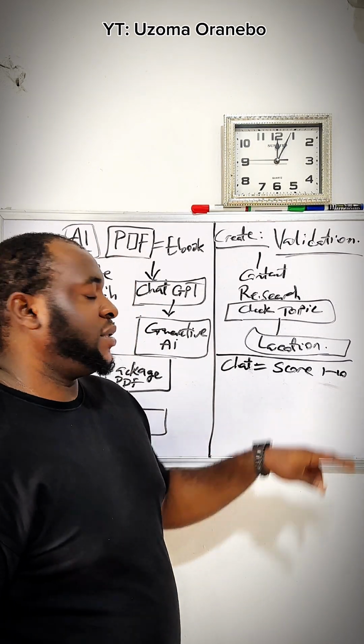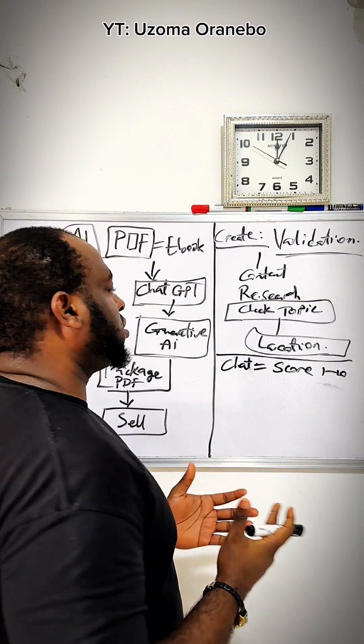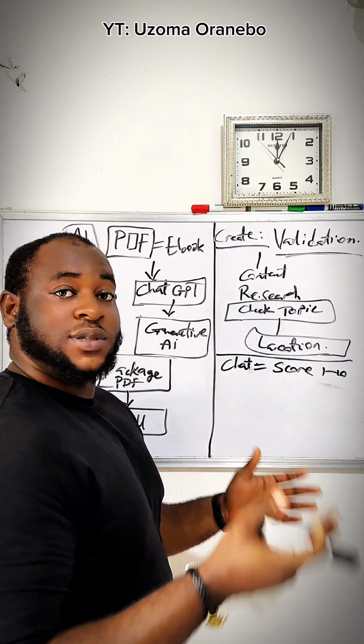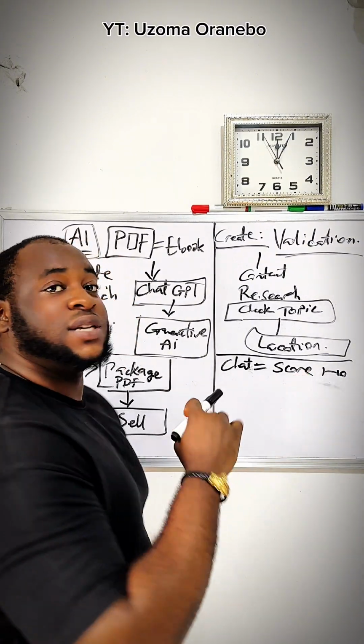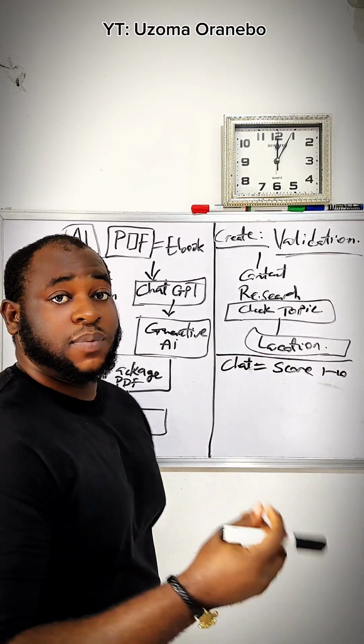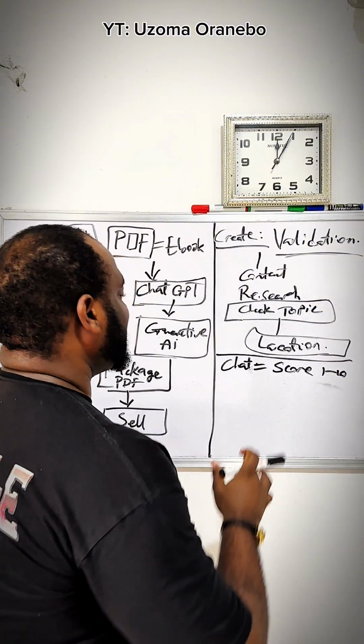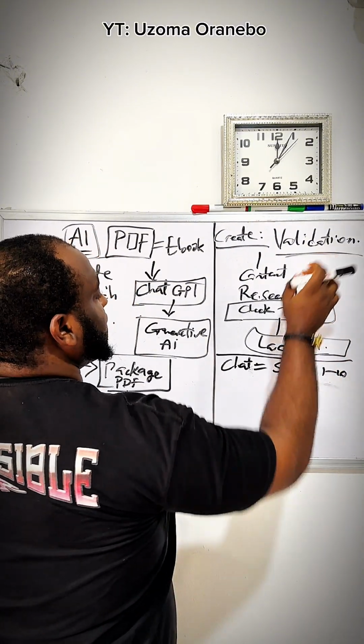Then after it scores your idea, tell it to also make recommendations for you. Do you understand? Even if it scores it 10 over 10, you still need to check, because AI has all the data. So this research, this content, it can provide it for you, whether people are searching for it or not. It has almost all the data, right? Now, after you finish validating it, then you create.